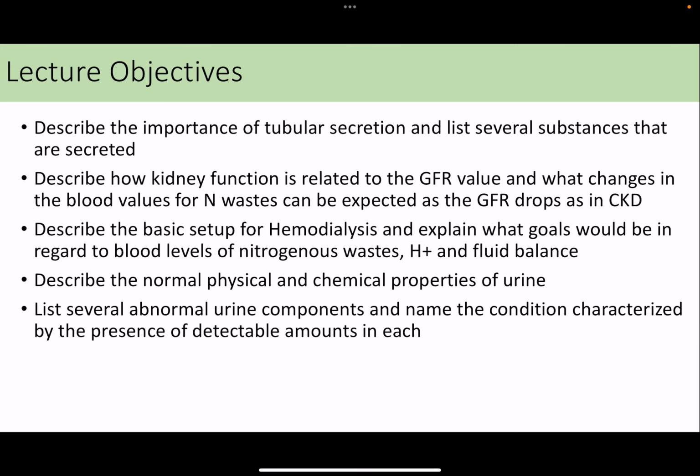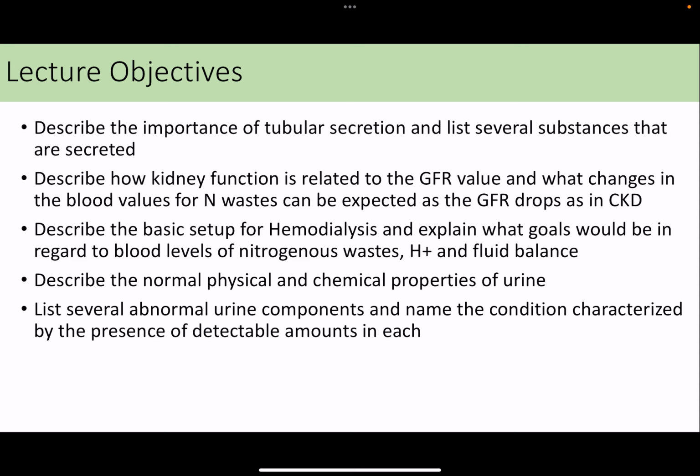All right, so for urinary 2, we went over filtration and absorption. Now we're going to focus on secretion. We're going to talk about some GFR a little bit more and changes in blood values for nitrogenous waste that can be expected when GFR drops, as in CKD. So we'll talk about CKD today, which is chronic kidney disease.